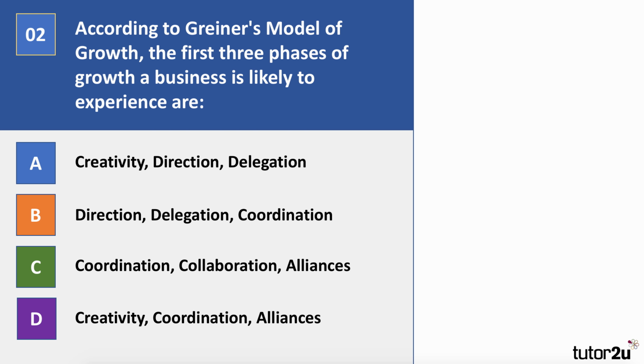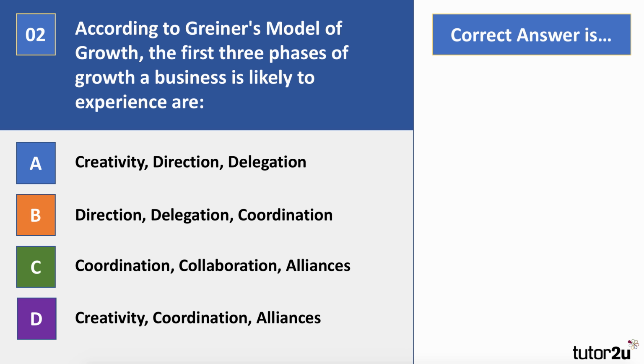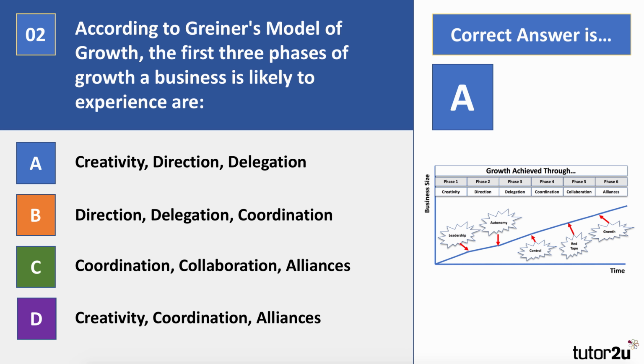And hopefully you've had a chance to work through that selection of 3 different terms there. The correct answer in this case, if you know Greiner's model of growth, is answer A. There it is, the model in a small diagram there on the screen. Don't forget the model suggested there will be 5 crises that occur as a business goes through the 6 phases of growth.